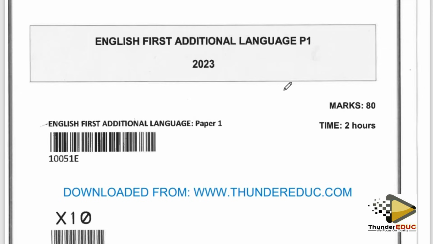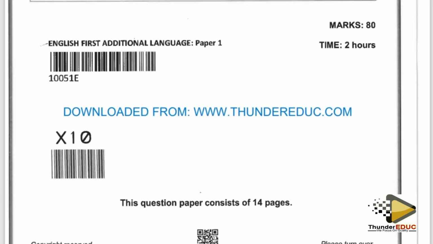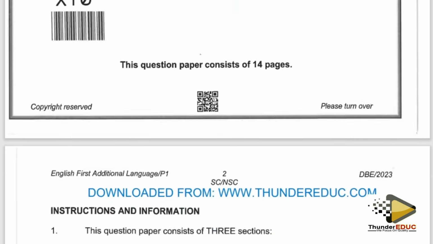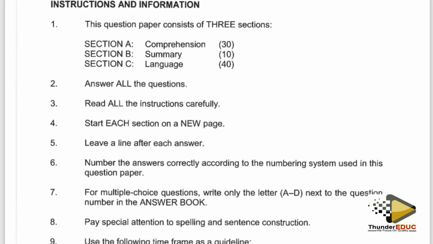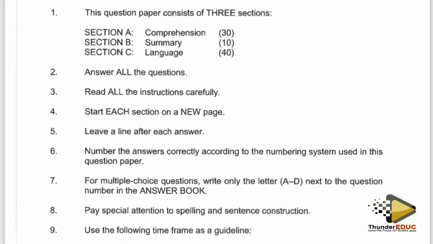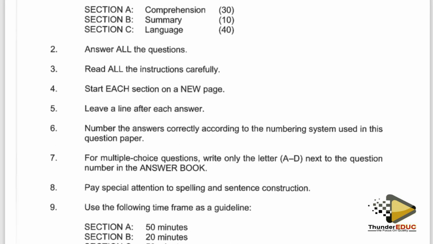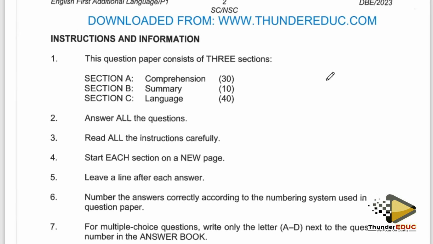Our paper is 80 marks and it's 2 hours, and that is our paper 1. Let's go and see what the paper had for us this year in June. The instructions and information are very important. Please know your instructions, go through them, do not rush through them. Please make sure you understand what you're supposed to do.